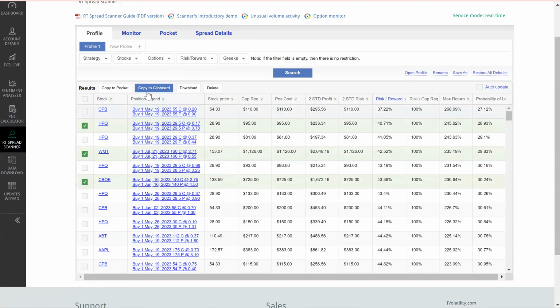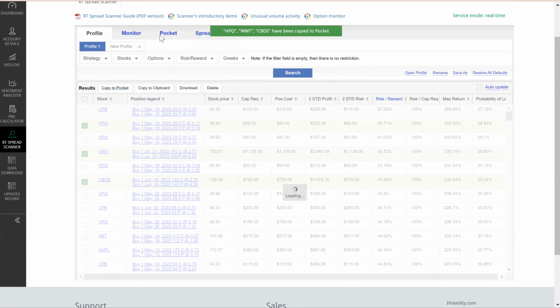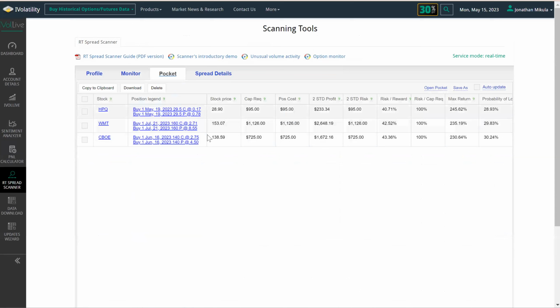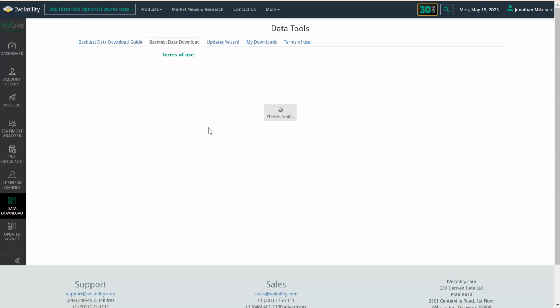We could then copy to a clipboard if we want to play with it in Excel, or copy it to our pocket if we want to keep it here within our IVolLive. And then, here they are, and I could evaluate deeper. So I'll run everybody through that on Tuesday. Data download, this is a really good tool.